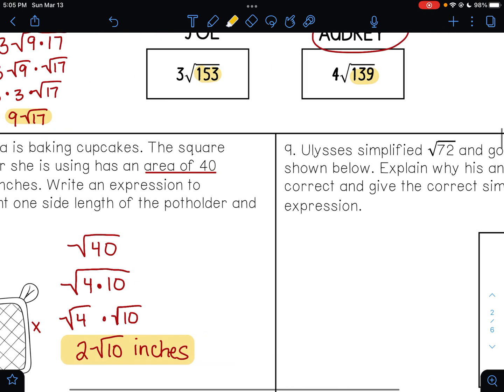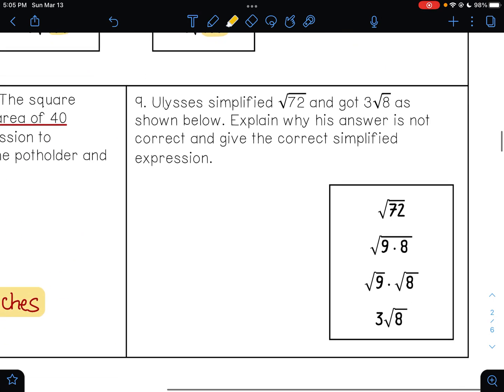Okay, moving on to the last one, and then you can summarize. Ulysses simplified the square root of 72 and got 3 rad 8, as shown below. Explain why his answer is not correct and give the correct answer in simplified form. Well, let's see what he did. He said the square root of 72 breaks down to 9 and 8. The square root of 9 is 3, and then he left the square root of 8.